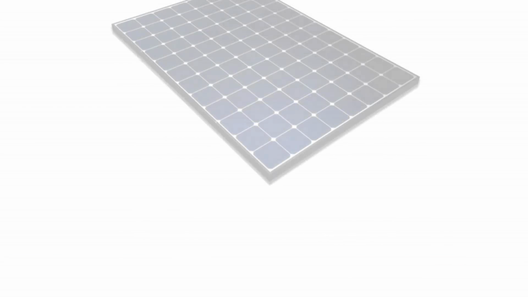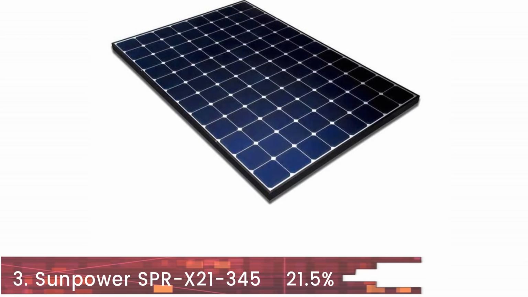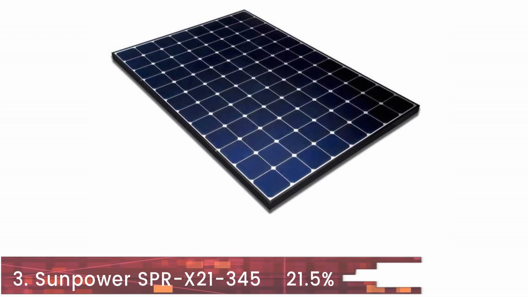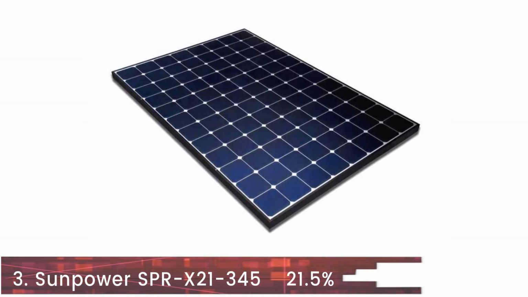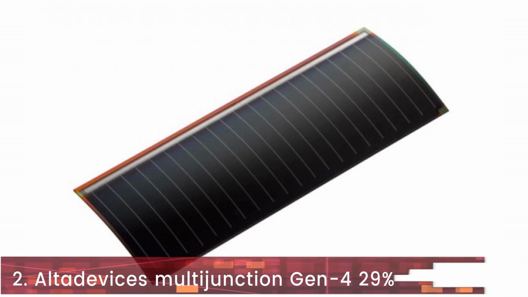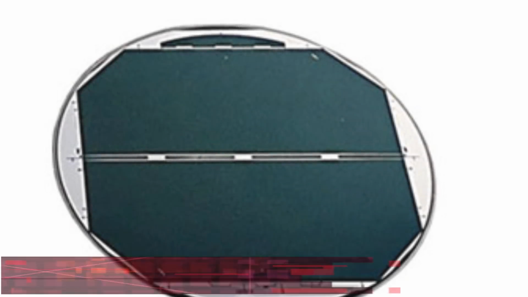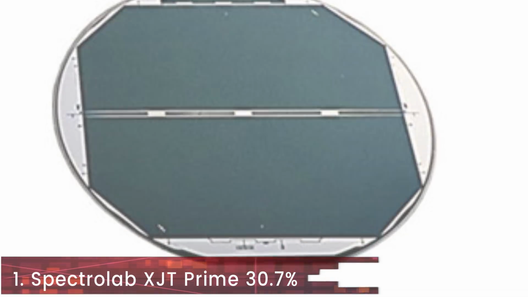Moving on to number 3, we have SunPower, which is a renowned company, and their model number SPR-X21-345 has an efficiency value of 21.5%. Please note that SunPower have discontinued the X22-360, which had a superior efficiency value of 22.2%. At number 2, we have the Alta Devices Gallium Arsenide Multijunction Generation 4 panel with an efficiency value of 29%. And finally, right at the top, at number 1, we have the Spectrolab XJT Prime with an efficiency value of 30.7%.